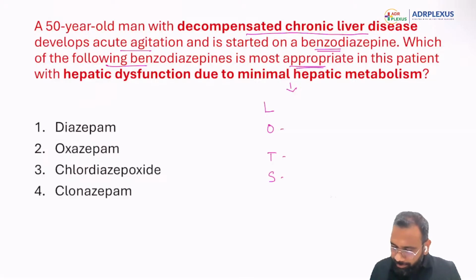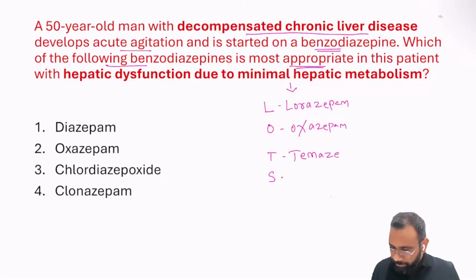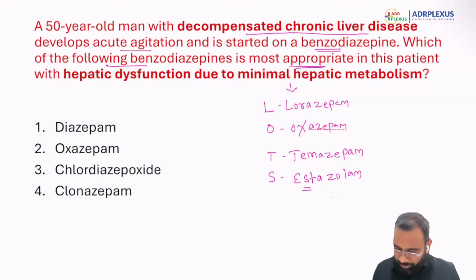The benzodiazepines which are safe in liver failure, that is LOT: lorazepam, oxazepam, temazepam, and estazolam. So here we have oxazepam. That is the correct answer.